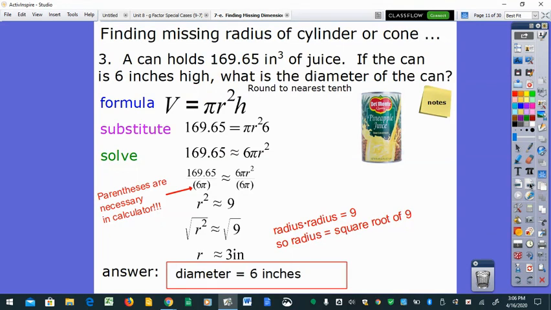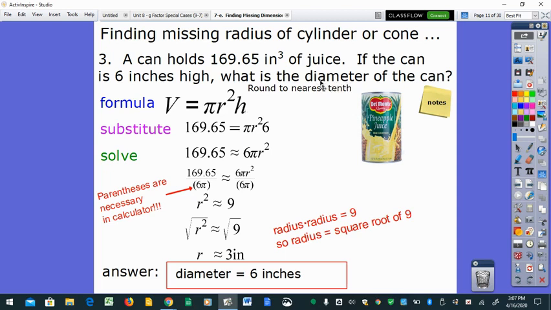So let's take a look at this pineapple juice can, this cylinder. The can holds 169.65 inches cubed of juice. Before I go any further in the problem, I see those units. Boy, is that important, because without even the word volume, I know that's the volume because of the units. It has cubic units, so the 169.65 is the volume, and we'll in a moment take the V spot. If the can is 6 inches high, that is the height, that is the H. What is the diameter of the can?